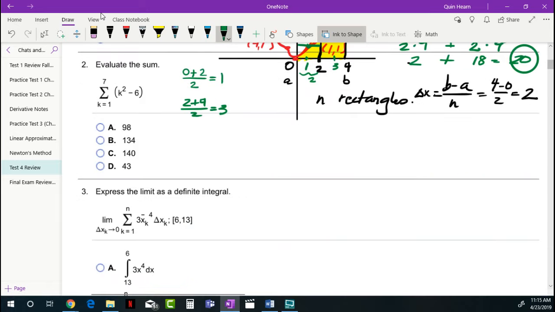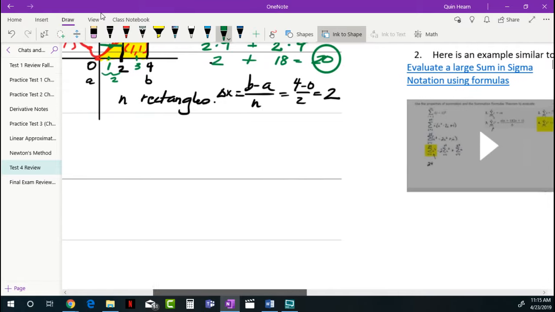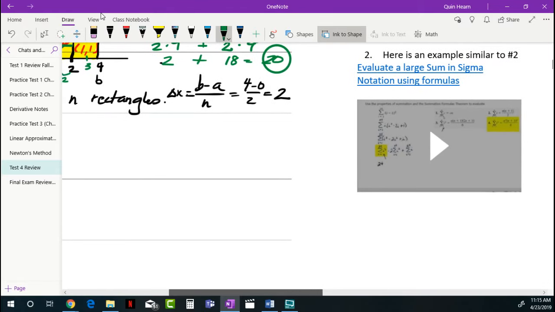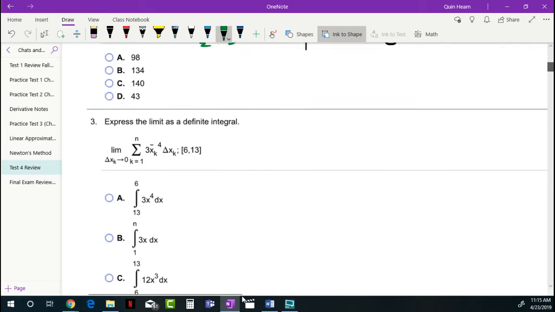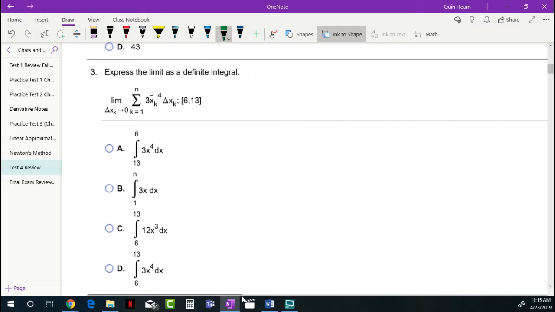All right, so that's what they mean by the midpoint sum. Now we could have also used the right endpoint of each interval to find the height, or the left endpoint. Whichever endpoint of the subintervals they ask you to use, you plug that into the function to get the height of each rectangle. So the area in yellow there is approximately 20.